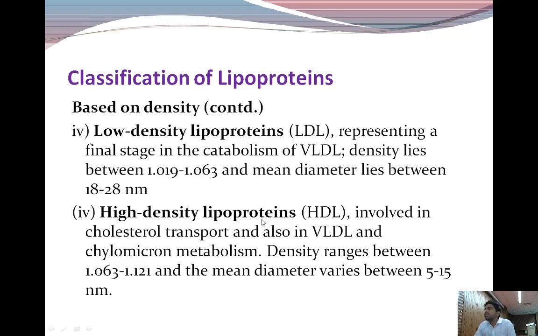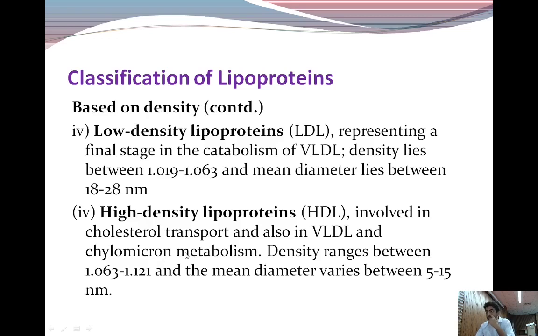Then next is high density lipoprotein. It is mainly involved in reverse cholesterol transport. What is the meaning of reverse cholesterol transport? It means it transports cholesterol from different organs and tissues of the body back to the liver. So it is the opposite of VLDL and LDL.